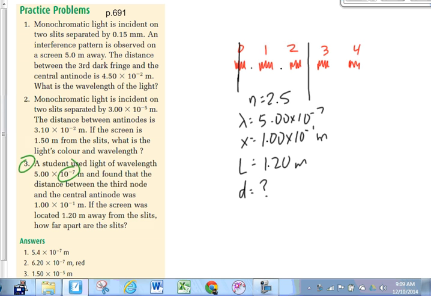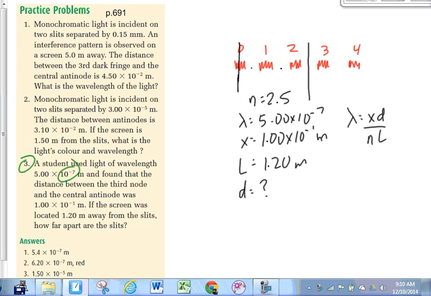Now, I think when you look at these givens, you're going to want to use the second equation, right? Lambda is equal to xd over nL. Now, we're going to do that little check. We've got it here because we're dealing with the central antinode. We could find the angle if we needed to. What a lot of teachers would tell you to do right now is say, okay, find the angle. Make sure it's under 10 degrees. If it's under 10 degrees, then you can use this equation. I think that's a waste of time. If I tell you to find the angle and it's under 10 degrees, well, if you've already found the angle, why wouldn't you just use the other equation that we know always works?